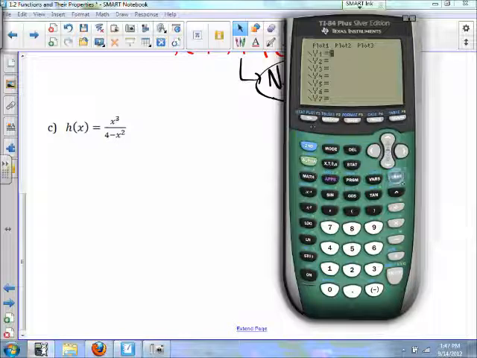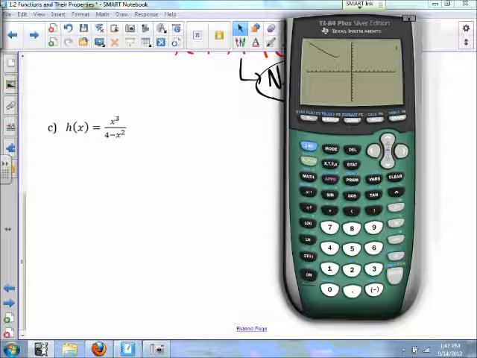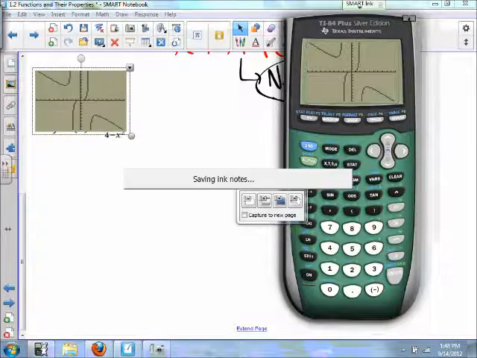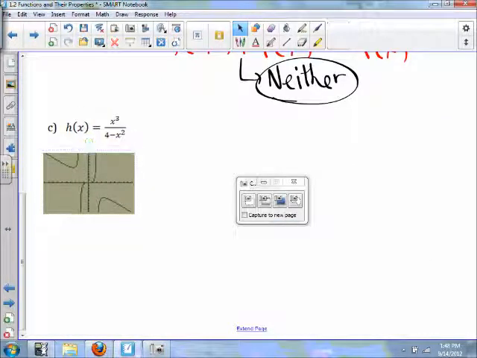In our next one here, we have x to the third divided by 4 minus x squared. Interesting. Almost looks like it might be an odd function. Let's check that out algebraically.